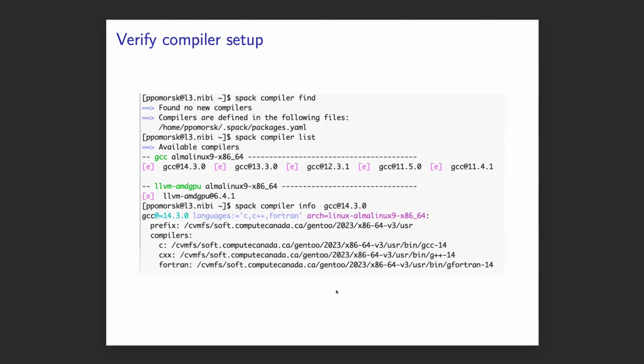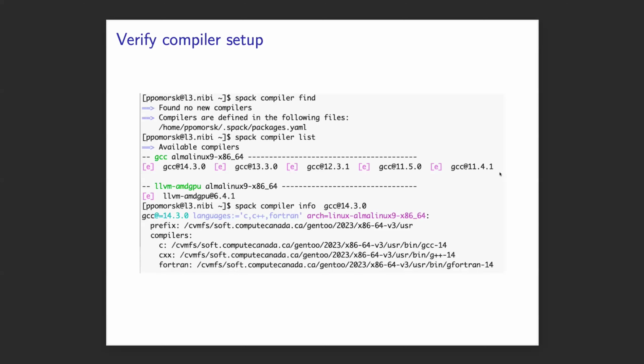So what happens with compilers on a cluster? Here's a screenshot of what you would see on Nibi. After I install Spack there, I run spack compiler find. Actually, in this screenshot I have run this command before, so it doesn't find anything new. But it tells me that these compilers will be defined in .spack packages.yaml. And then I do spack compiler list, and it shows me all the different compilers that have been found.